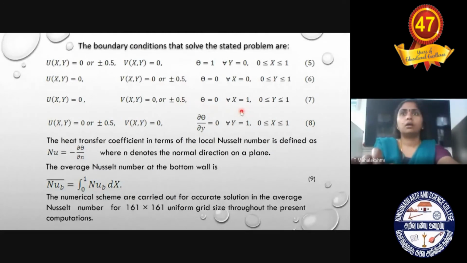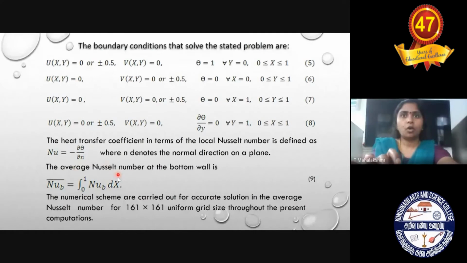And for the walls, vertical walls, the temperature is kept cooled, and for the horizontal walls, the bottom wall, the temperature is kept as theta is 1. Then the heat transfer coefficient in terms of local Nusselt number is defined by minus dou theta by dou x. So we are calculating the temperature difference with respect to the x direction.